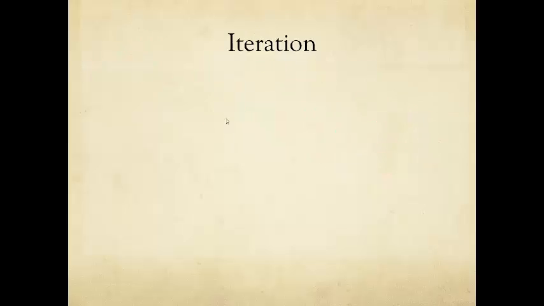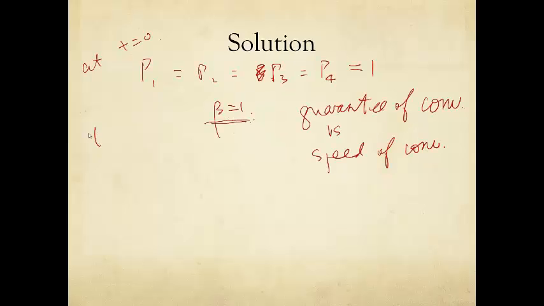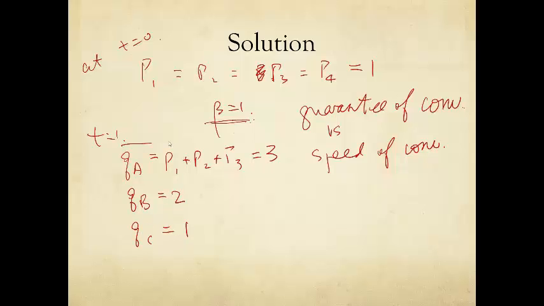Now the iteration starts like this. At time equal to 1, we have the following. First look at the Qs. For session A, it equals P1 plus P2 plus P3 from the last iteration. So that is 1 plus 1 plus 1 equals 3 units. And QB, the path price for session B, is 2. QC, the path price for session C, is 1 unit.